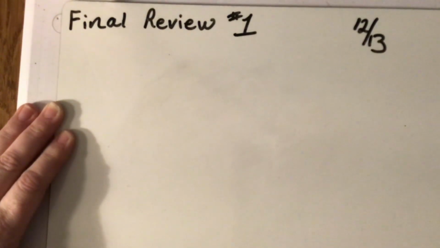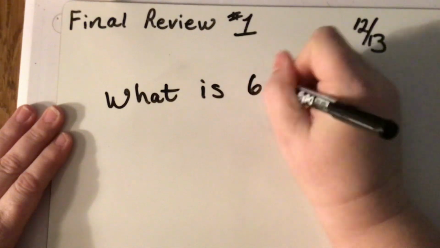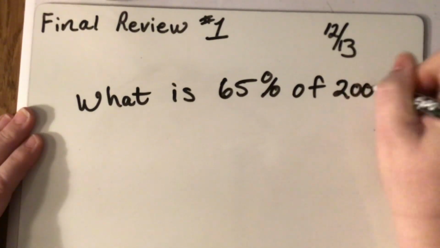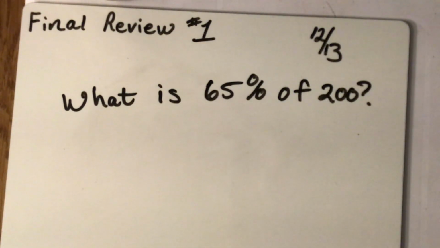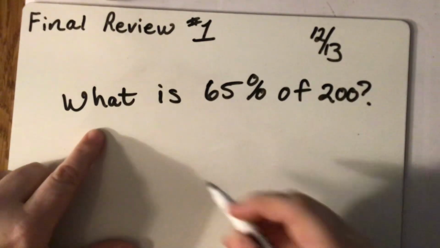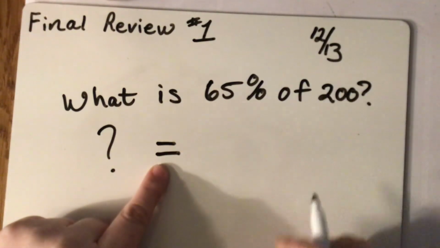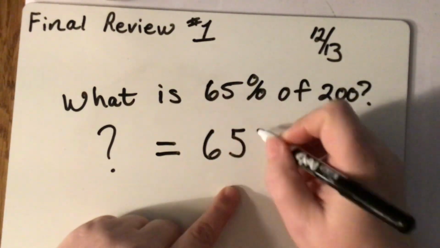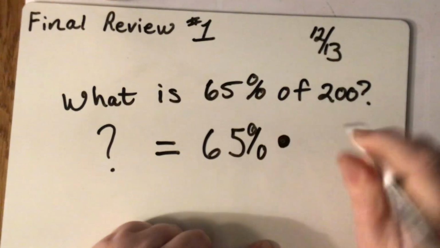All right, our next one wants to know, and I apologize for my handwriting, what is 65% of 200. Now, remember, for this one, we are going to be translating from English to math. So what is, that's the thing that we don't know. We're trying to find that out. So I'm going to put just a question mark right there. What is means equals. 65%, that's a number. Numbers stay the same. Of means times, and numbers don't translate.